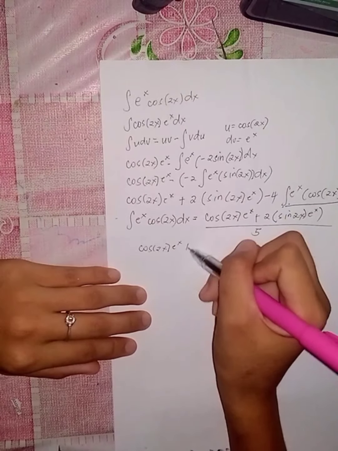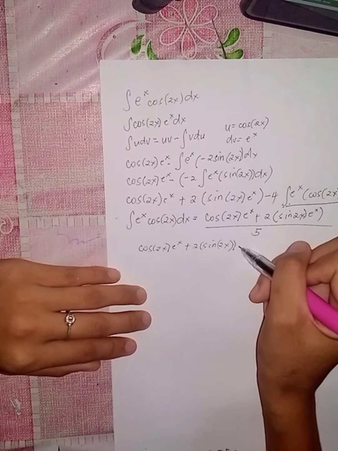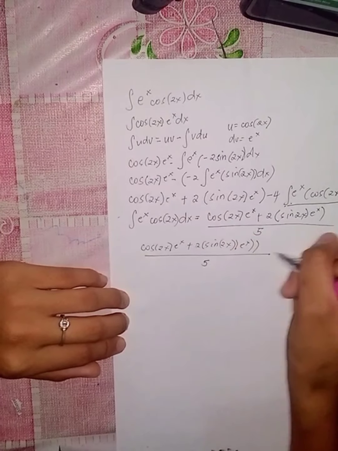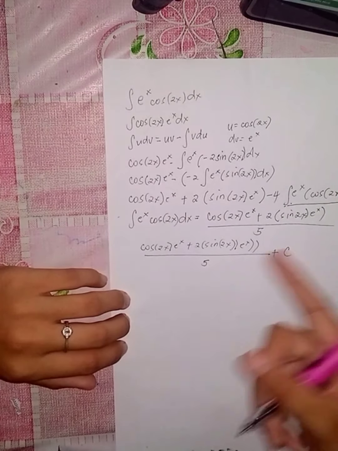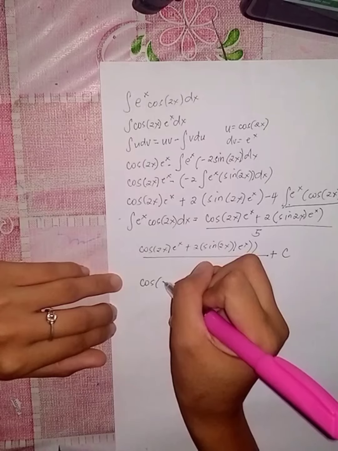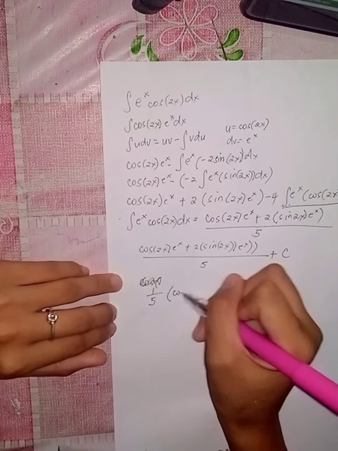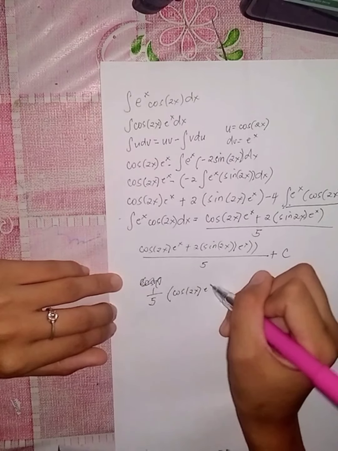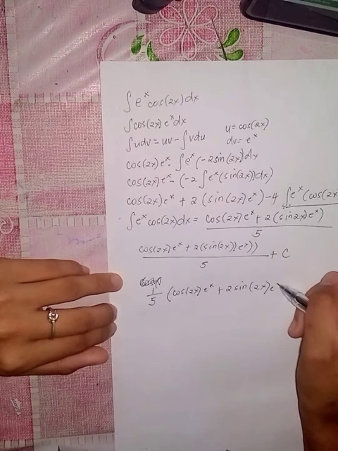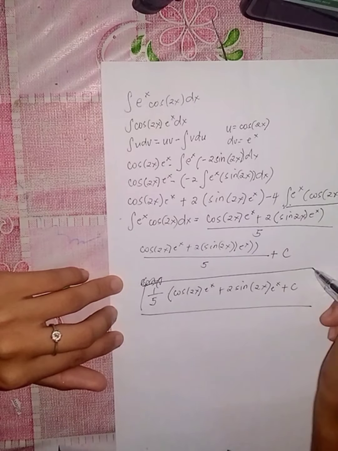e raised to x plus 2 sin 2x e raised to x over 5 plus c. Then i-rewrite natin to para sa final answer: 1/5 times the quantity of cos 2x e raised to x plus 2 sin 2x e raised to x, plus c. So, eto na po yung final answer.